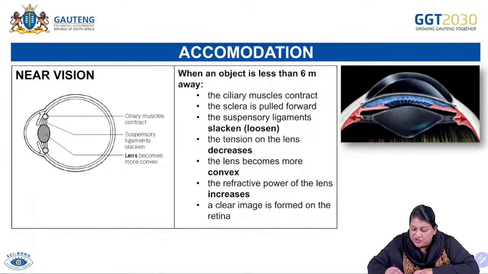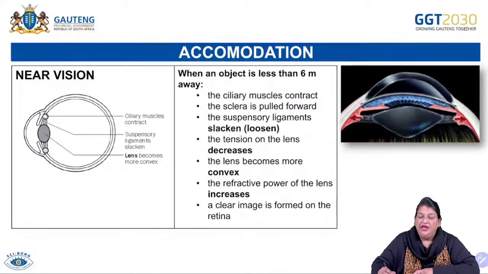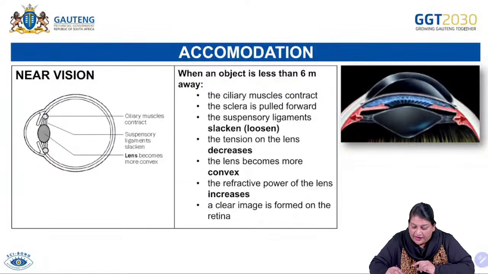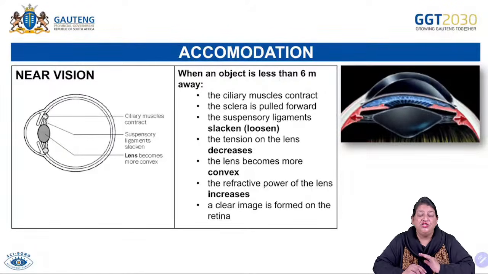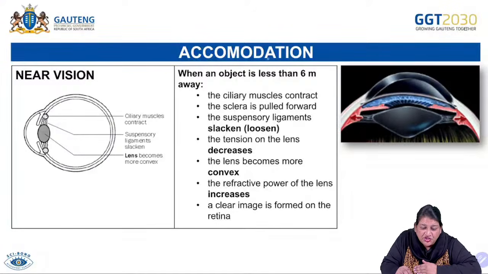Very beautiful picture here. This is the sclera, which extends to the cornea. The cornea is always convex. Behind your cornea is your iris. Then you have your lens, which is held by your suspensory ligaments, which are attached to your ciliary body. The ability to see far and near objects is called accommodation.